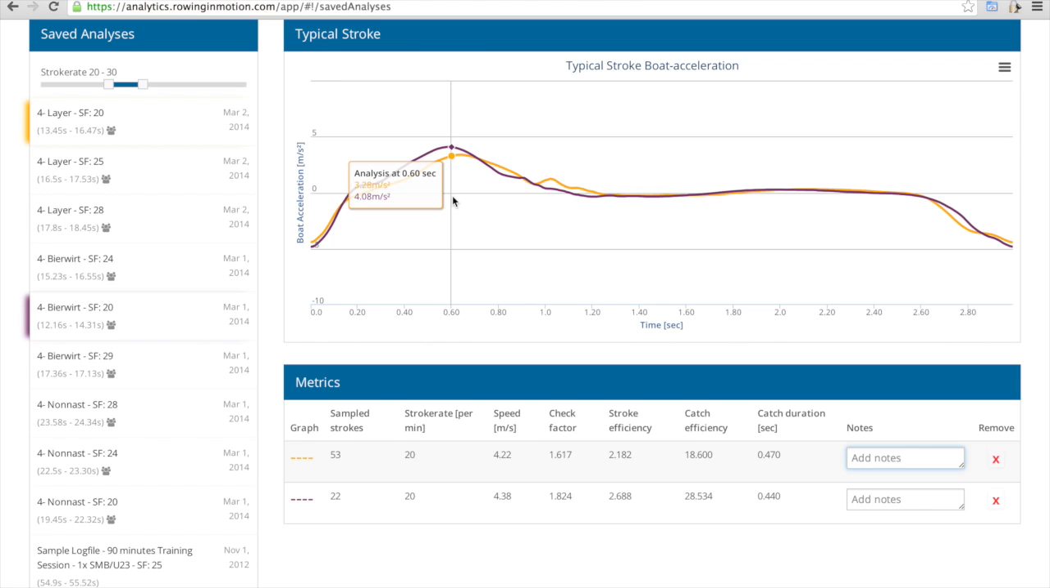So you can see as the acceleration drops off towards the finish, that the yellow crew actually has a bit higher acceleration there. If we look at the two graphs based on the two basic assumptions that you want to minimize the time that the boat is going slow and then maximize the time that the boat is going fast, you'd guess that the purple crew is actually the faster of the two.